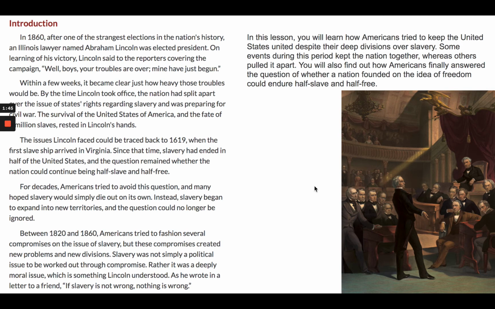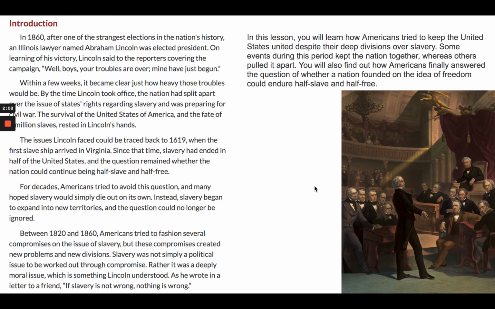So Lincoln had the hardest job any president had at that point. When he became president, the country was literally falling apart and about to go to war. So Lincoln had to keep the United States of America together, keep the Union, meaning the United States. So when you see that word Union, it means the United States. All right, let's keep going.